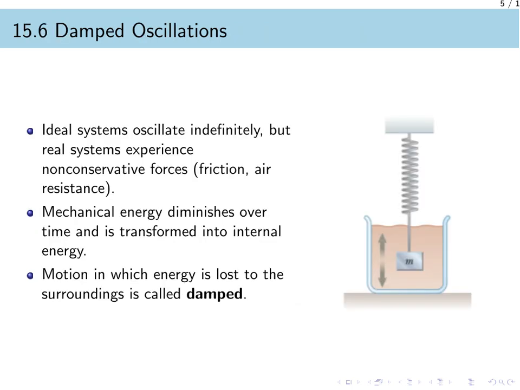While ideal systems might oscillate forever, real-world systems experience non-conservative forces like friction and air resistance. These forces retard the motion, causing the mechanical energy of the system to diminish over time. This lost energy is typically transformed into internal energy within the object or the surrounding medium. We call this type of motion damped.